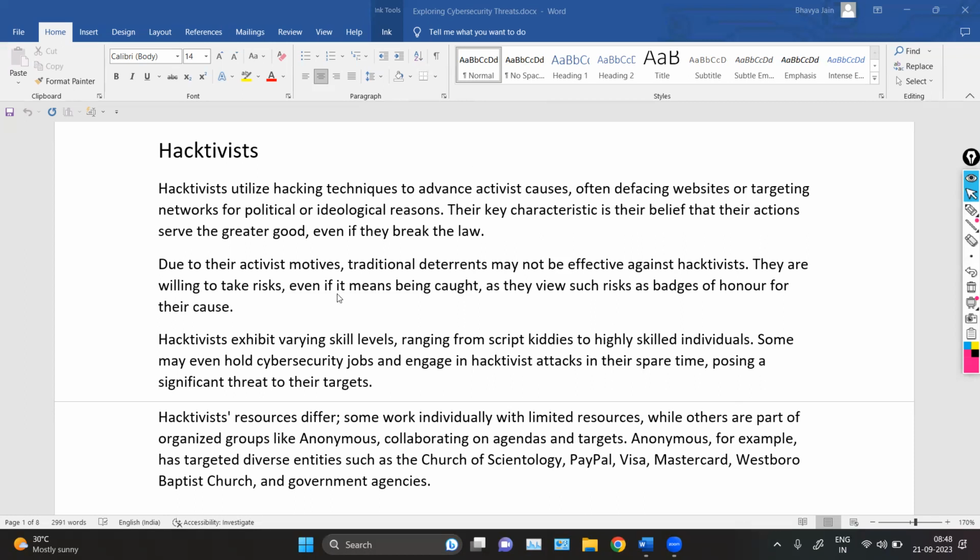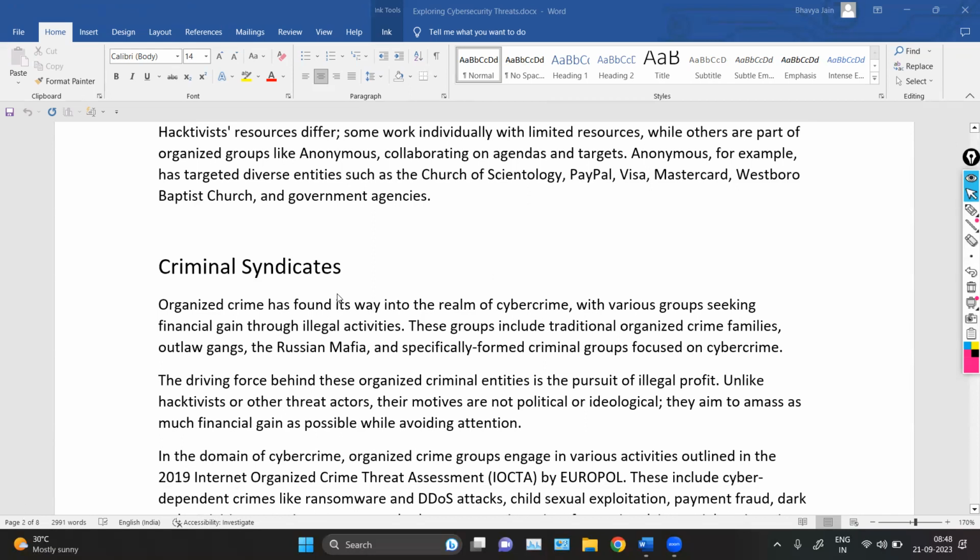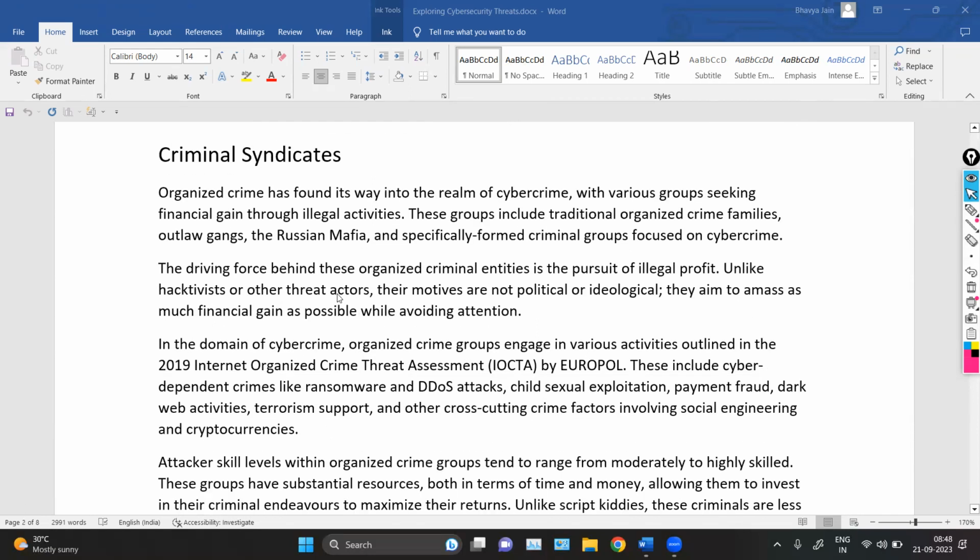So these are hacktivists, and then we have criminal syndicates. Organized crime has found its way into the realm of cybercrime, with various groups seeking financial gain through illegal activities. So criminal syndicates are the criminals who perform and are involved in cybercrimes, who hack for many reasons. Now see, there's a difference.